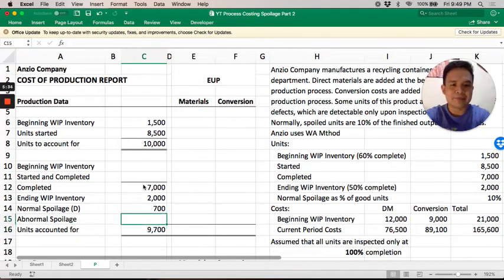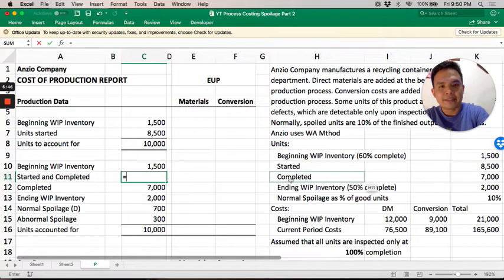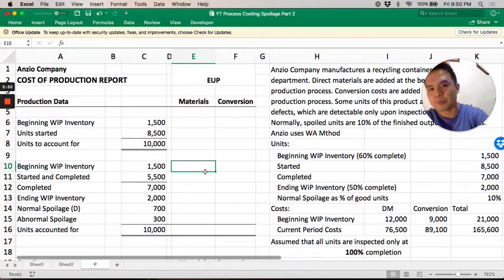Kulang pa rin. So, ibig sabihin yung 300, sumobra doon ng loss eh. 300 loss is subnormal. And then, of course, separate lang natin yung beginning na 1.5 and the portion of the completed na galing sa started and completed. Then, we bring it to the right, EUP.